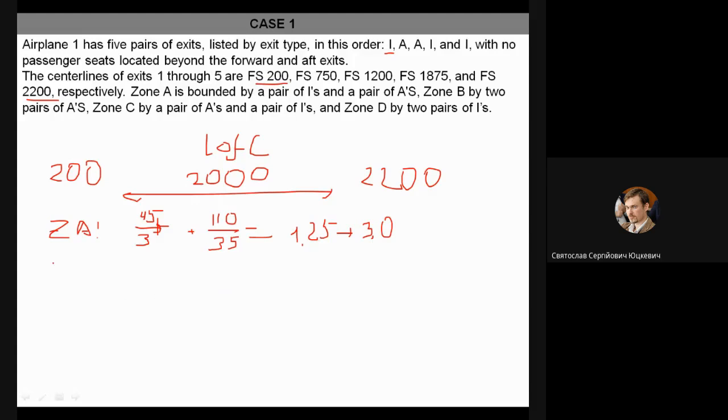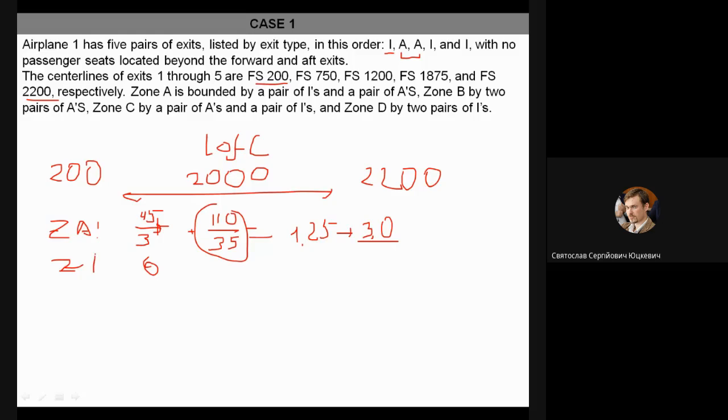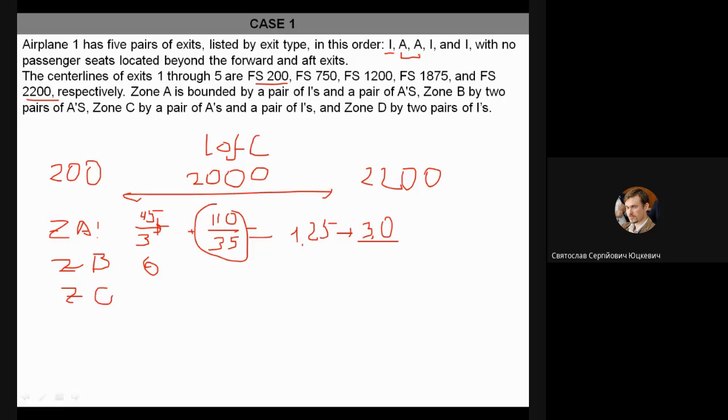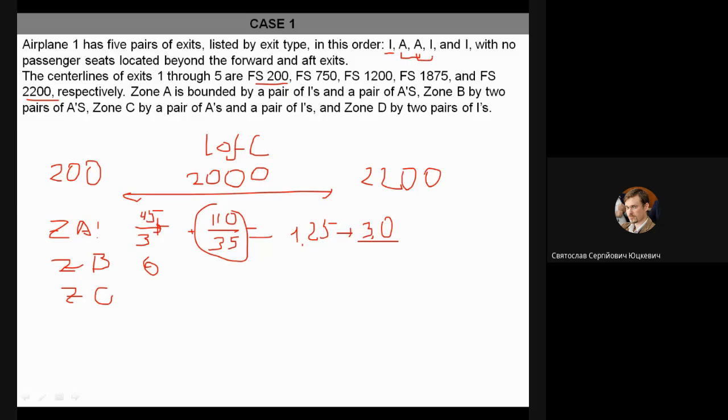For zone B, it will be between A and A. Double type A from both sides, so it will be 6: 3 plus 3. It will be zone B. For zone C, it will be A and type 1 door. It will be 3 plus 1.25.